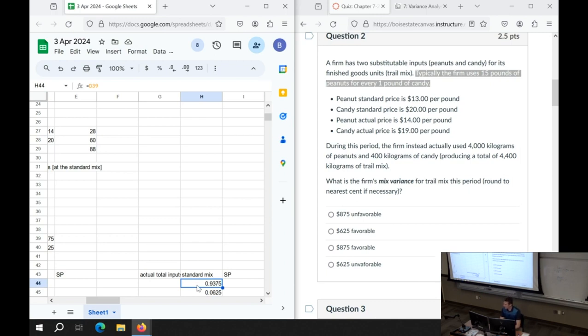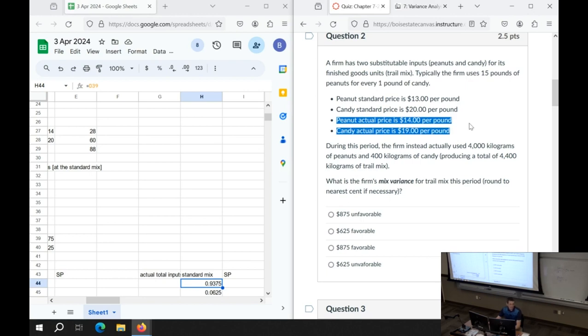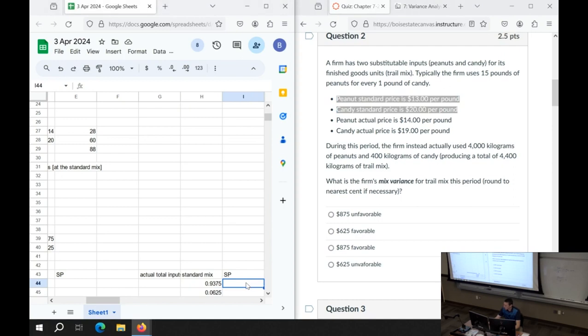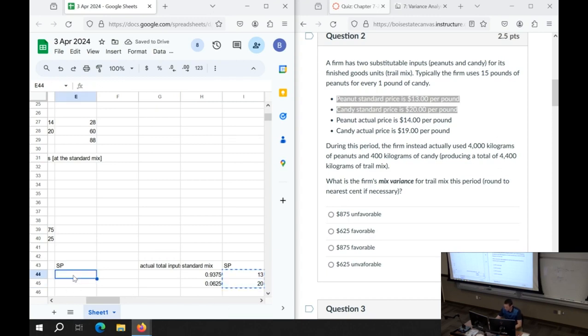Great. Now, for every mix question, this is giving away a little part of the game. Just ignore the actual prices, because you're never going to use the actual prices in the mix variance. That's over in the price variance land. Mix is at most going to help get us to the quasi-budget, to get the quantity variance. Quantity breaks out into mix and yield variances. So we're not even anywhere near actual price being used. So it's all about these standard prices right here. All right, so let's put those in. 13 for peanuts and 20 for candy. And we can put those there and over here.